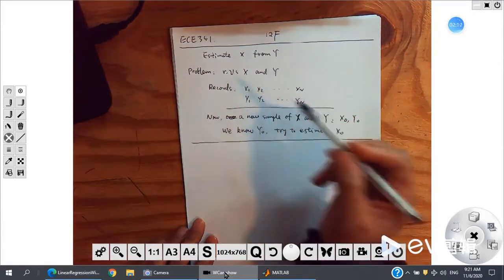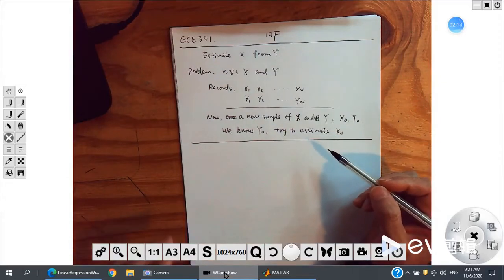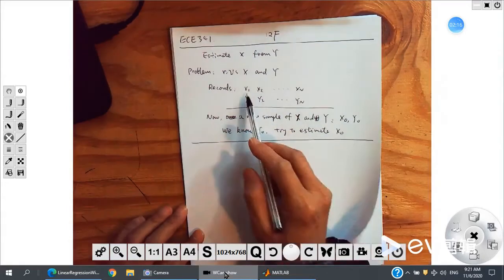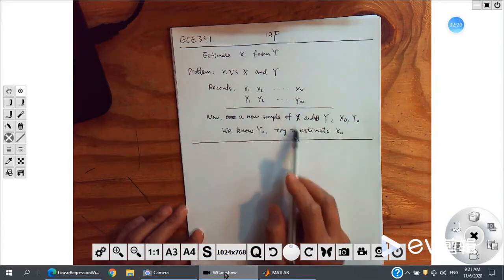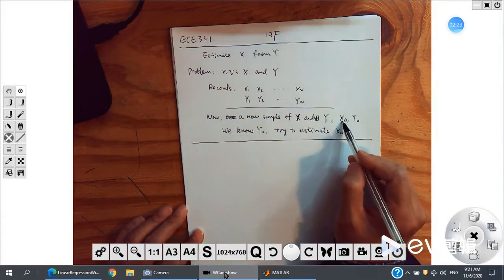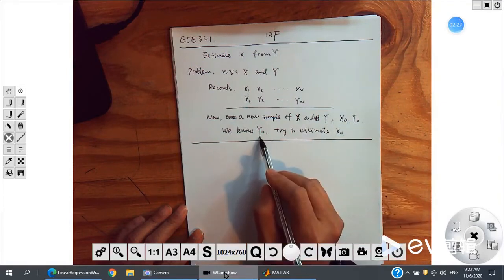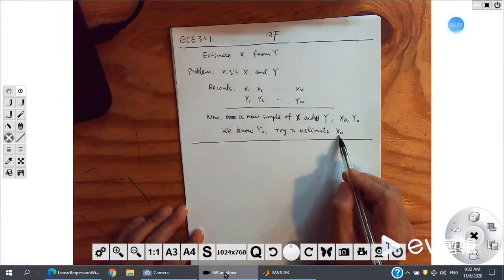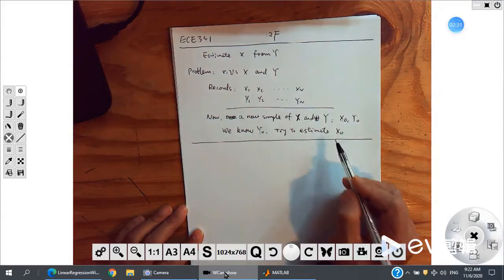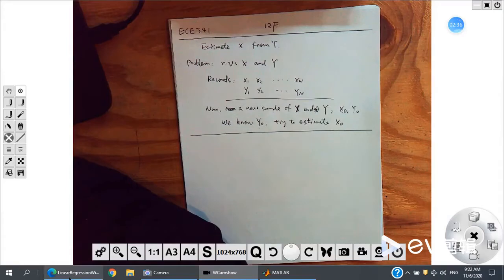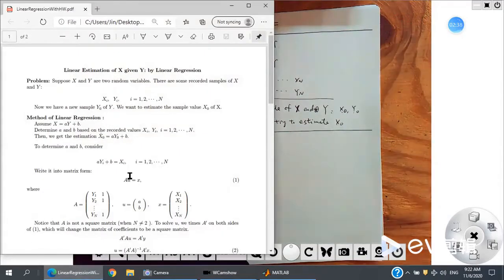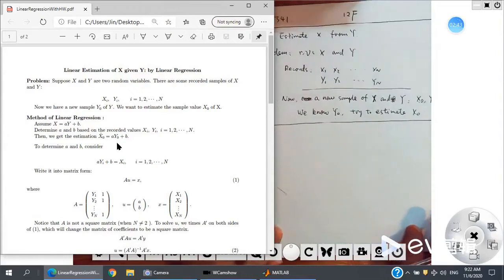These two random variables, you can think of them as a pair of values. Then you have records of both x and y. Then for the last one, there are two more values coming, but you only know y0. You try to estimate what x0 is. Okay, this is the problem. To find this, we use a method we call linear regression. The idea is like this.